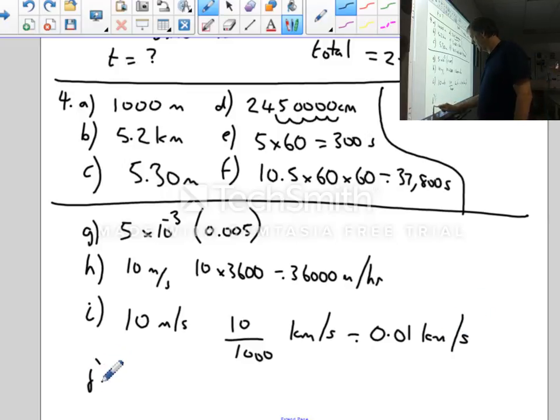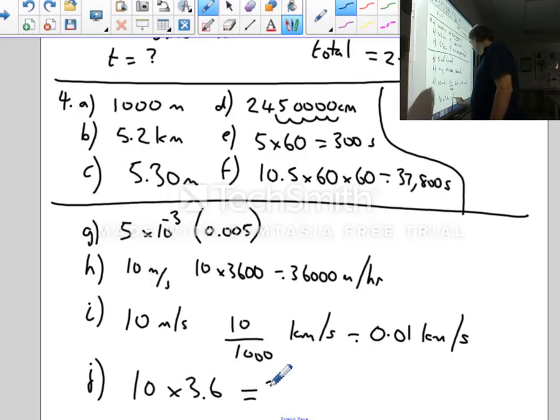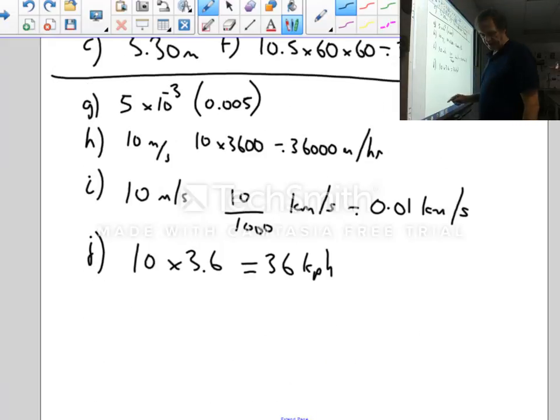In J, and these are rather unusual conversions, some of these that we wouldn't normally do. In J, 10 metres a second to kilometres per hour. Well, 10 metres a second, you times by 3.6 to get into kilometres per hour. That's the rule. 36 kilometres per hour. And for K, we've got 50 metres a second to kilometres an hour. That's the same thing again. You're just going to go 50 times by 3.6.